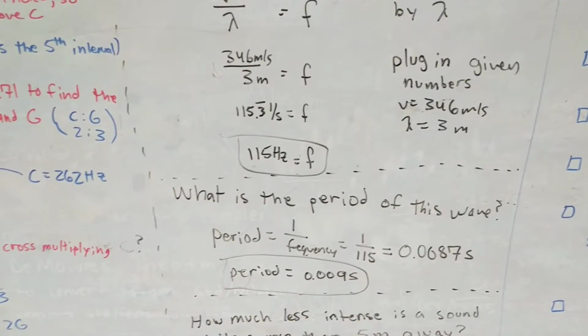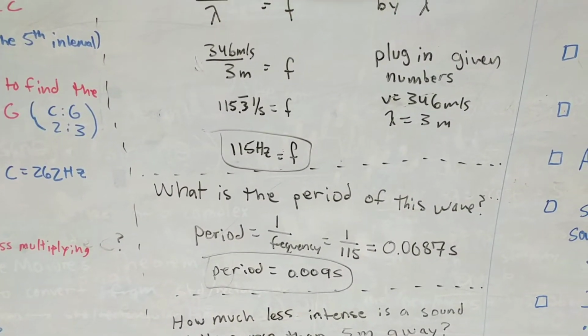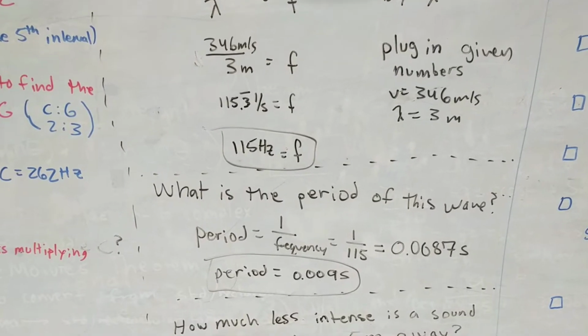The period of this wave utilizes the reciprocal relationship between period and frequency. Period is equal to 1 divided by frequency.